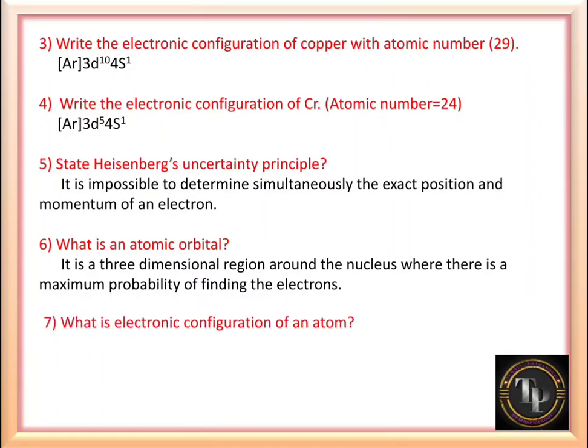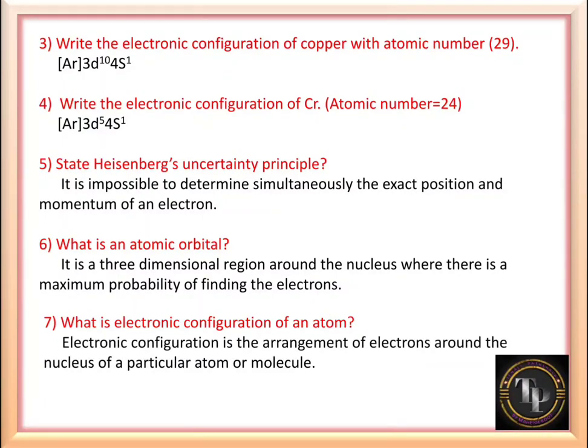Talking about last one more question. What is electronic configuration of an atom? What is that electronic configuration you are writing? That is nothing but arrangement of electrons around the nucleus. Electronic configuration is the arrangement of electrons around the nucleus of a particular atom or molecule. This is the electronic configuration.